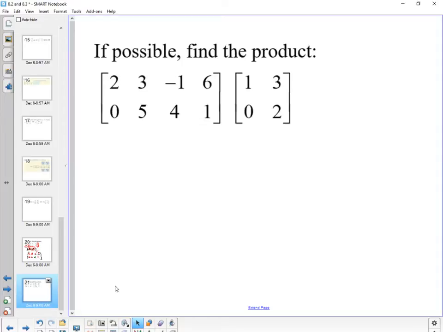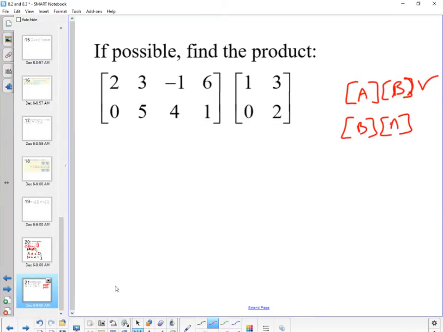So in this case we did A times B. I don't have a green set. Oh, well, sorry, that was okay. But here, B times A, nope, cannot be done, because this is a 2 by 4 with a 2 by 2. The two inner numbers do not match, therefore it cannot be done.